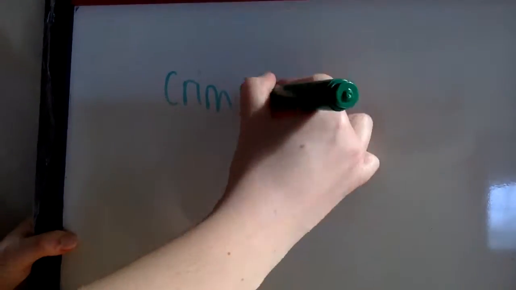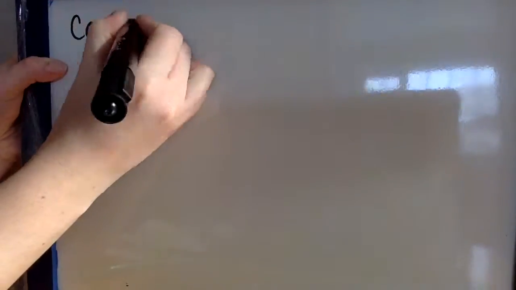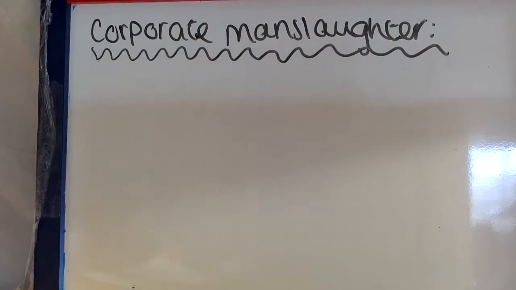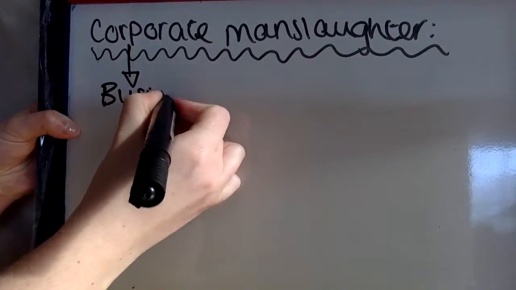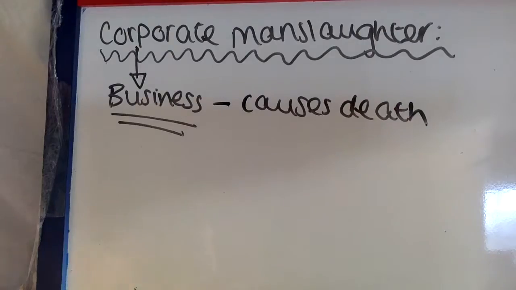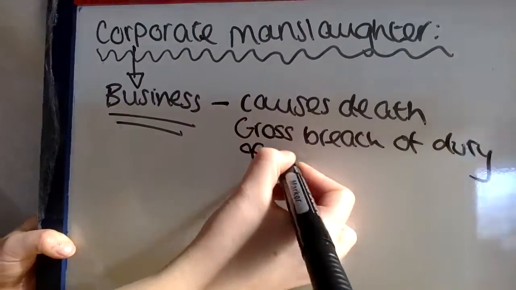Criminal law in business. Corporate manslaughter. Your business can be prosecuted for the offence of corporate manslaughter if the way in which its activities are managed causes a death through a gross breach of duty of care to the deceased.